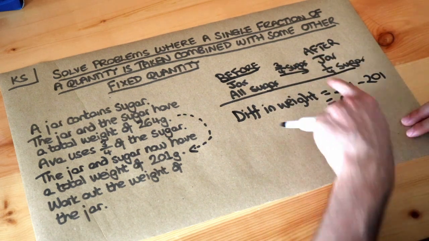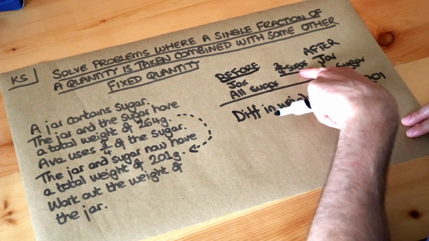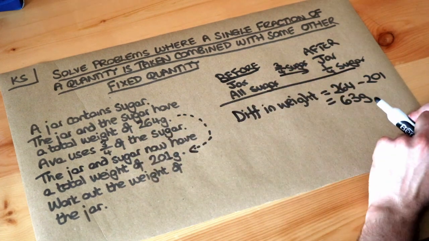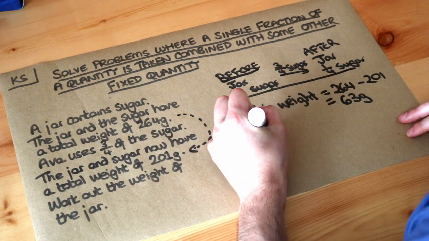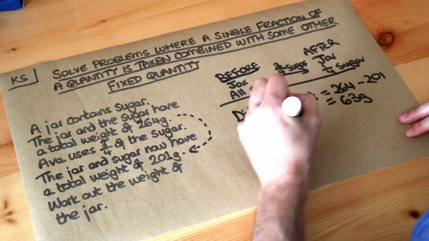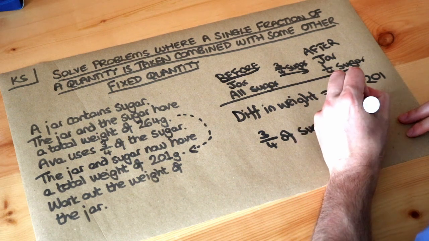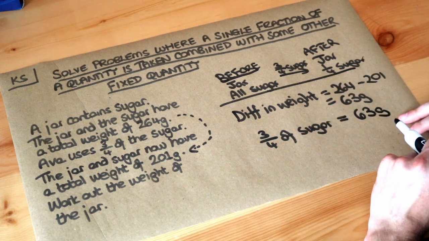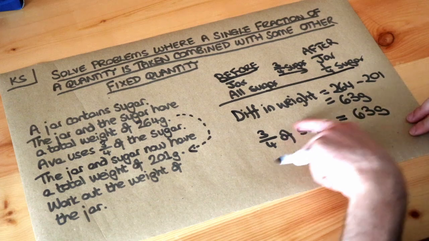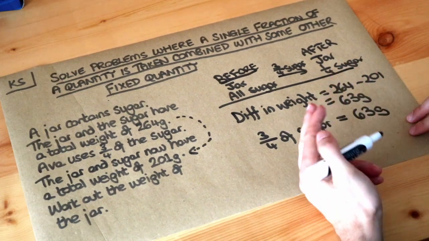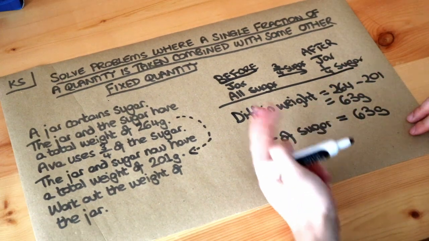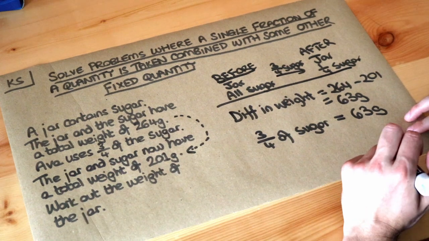But we know the difference in weight is accounted for by the fact that we've used up 3/4 of the sugar. So that means we can write 3/4 of the sugar is equal to that difference of 63 grams. And then we know how to work backwards from here, from a previous video, to work out the weight of all the sugar. And if we know the weight of all the sugar, we can then work out the weight of the empty jar.